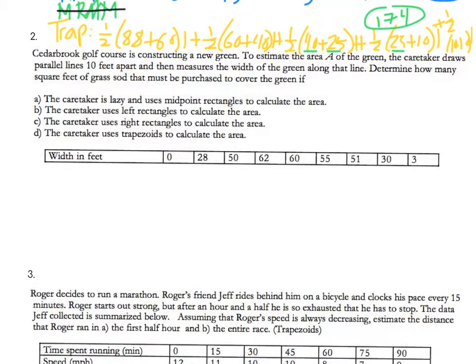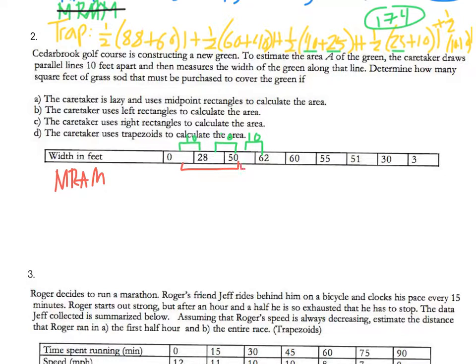Okay, number 2. We've got a golf course. The caretaker draws power lines 10 feet apart. Okay, so that means that each of these intervals is going to be 10. How many square feet must be purchased? Okay. First off, we're going to use midpoint rectangles. That's something we didn't get to do in the last one. So I'm going to call MRAM.